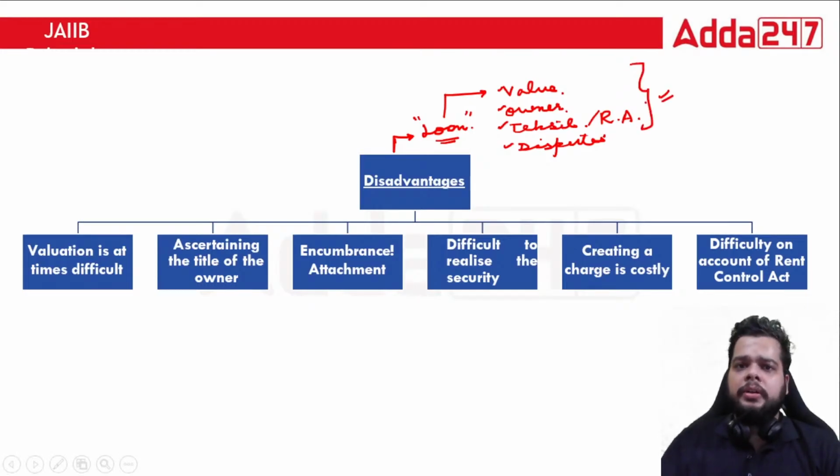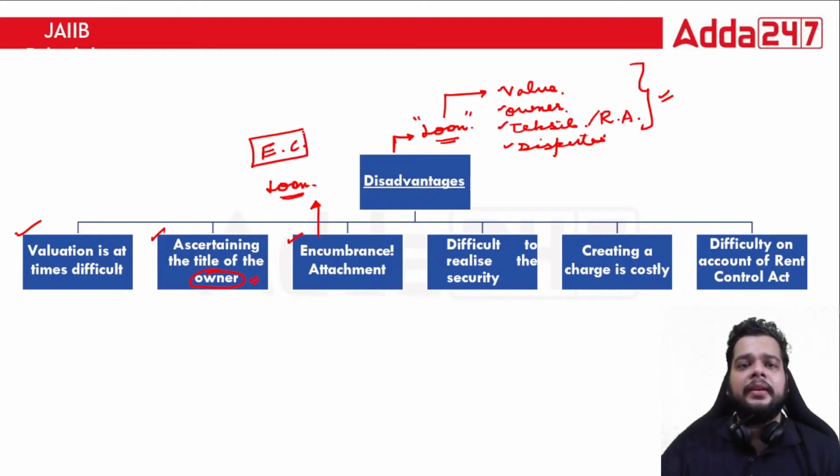But when we talk about the bookish language, the disadvantages: valuation is at times difficult. Fine, it is difficult to ascertain the exact value. Ascertaining the title of the owner, again, the patch of land actually belongs to him or her or not. Encumbrance attached, whether a particular loan has already been taken from that particular patch of land or not, then in those cases we have the encumbrance certificates as mandatory. It is difficult to realize the security, that whether this particular patch of land will be able to cover up for the risk involved in the loan.